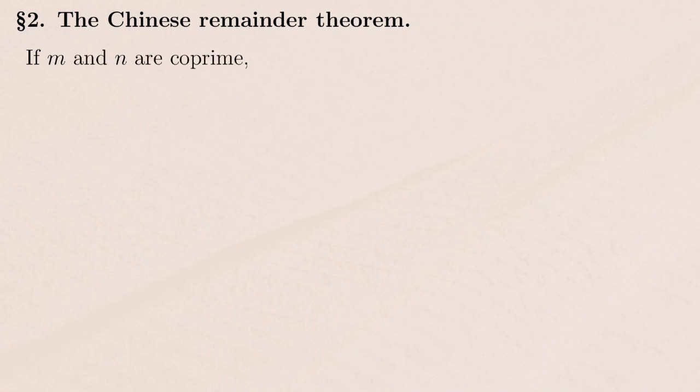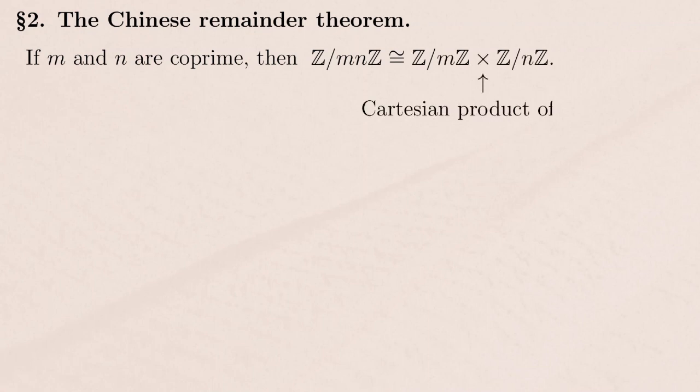Section 2, the so-called Chinese remainder theorem. This is a useful tool in modular arithmetic. In ring-theoretic language it says the following. If m and n are coprime, then the integers modulo mn can be written as the integers modulo m times the integers modulo n. This times here is the Cartesian product of rings. But in case you're not familiar with it, I'll give a quick example as a sketch of how it works.